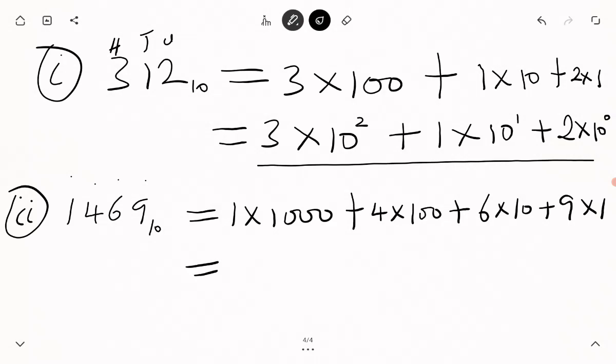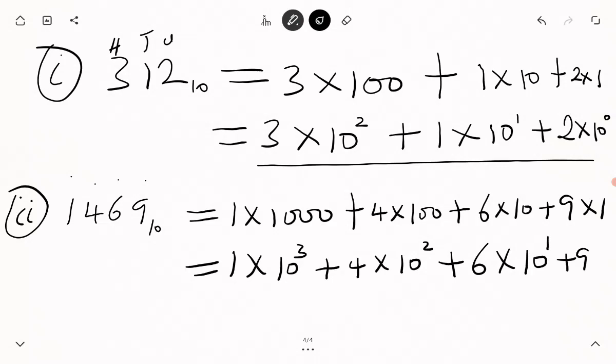which gives 1 times 1000, the same thing as 10 power 3, plus 4 times 10 power 2, that is 100, plus 6 times 10 power 1 plus 9 times 10 power 0. So this is the expanded notation of the given number. If we observe, we are essentially multiplying each digit of the given number by powers of 10, starting from the extreme right end: 0, 1, 2, 3. So you just put powers on the base, which is 10, and you start from 0, 1, 2, 3.